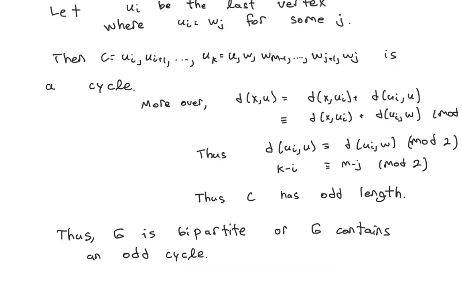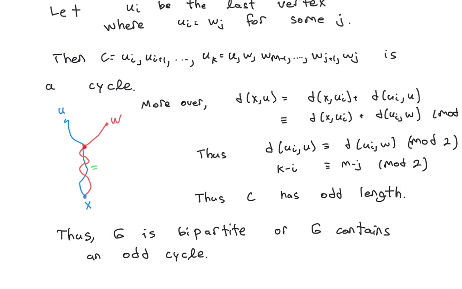So we're going to let ui be the last vertex where ui is equal to wj for some j. In other words, we have some paths going on here: a blue path from x to u and a red path from x to w. Notice that due to how the tree works, these parts are actually identical, even though I chose to draw them as if they were different. But for the purposes of this proof, that fact isn't needed, so I'm not going to worry about it.